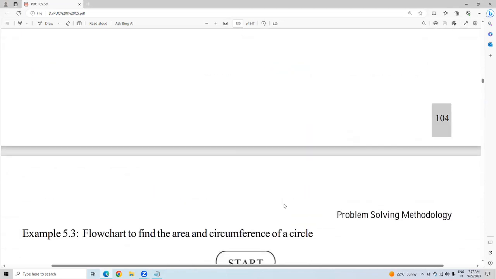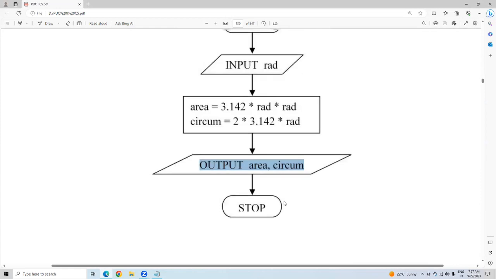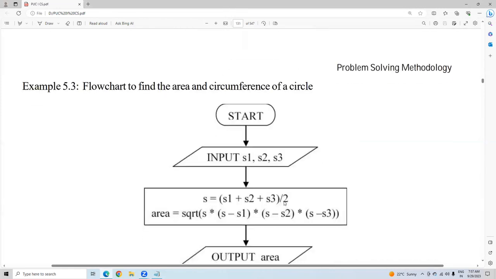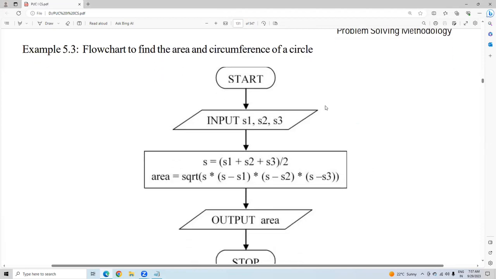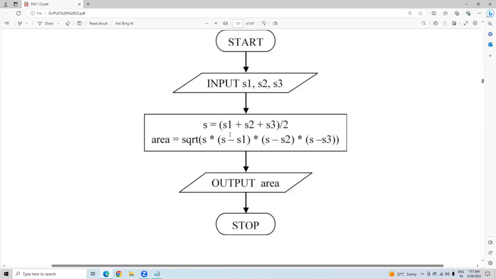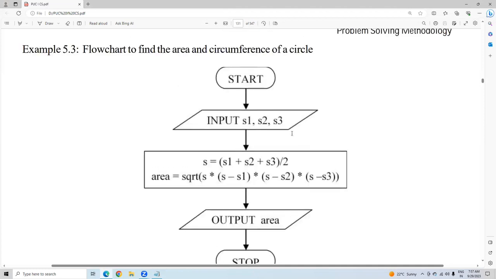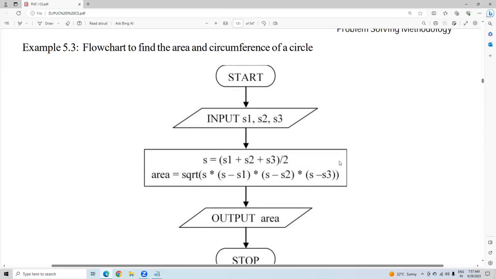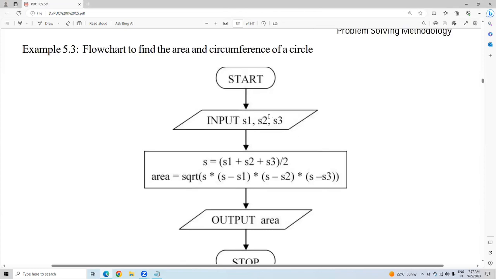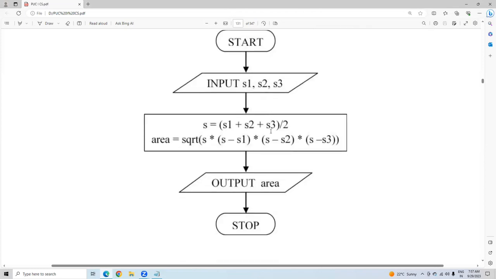Similarly, now area and circumference, is it repeated? This is also area and circumference. Flowchart to find the area and circumference of a circle only they have given, but the formula is different. I think this is a different formula, maybe triangle or what you see, only check it out, right? Okay. So some objects, area and circumference, they are calculated, right?